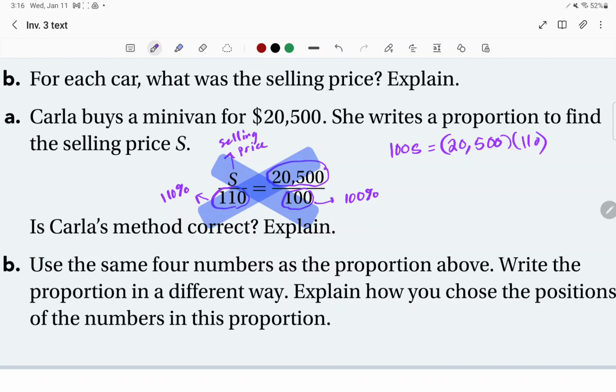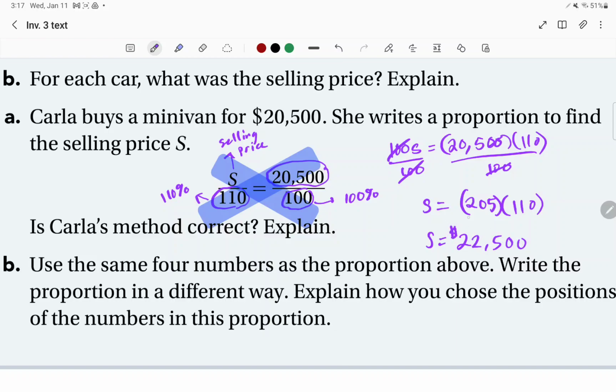And you end up with 100S is equal to 20,500 times 110. But again, don't multiply those together, because in order to figure out what times 100 will give me this, you are going to divide out that 100 like what we've been doing. Because over here that cancels. And then divide this by 100, and you notice there are 2 zeros here. You can cancel out. So really all you're doing is taking 205 times 110, which gives us a selling price of $22,550. So that's what she's going to put on the sticker price for the car so that she makes enough money to continue running her business.